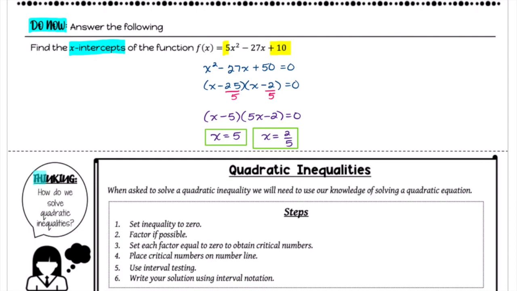Let's look at today's thinking. How do we solve quadratic inequalities? When asked to solve a quadratic inequality, we will need to use our knowledge of solving a quadratic equation.